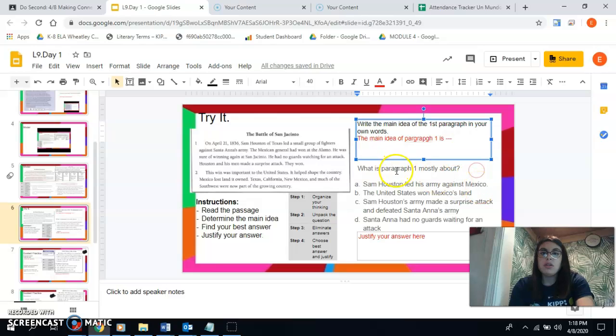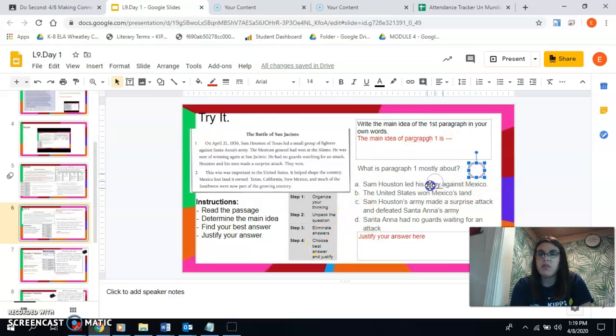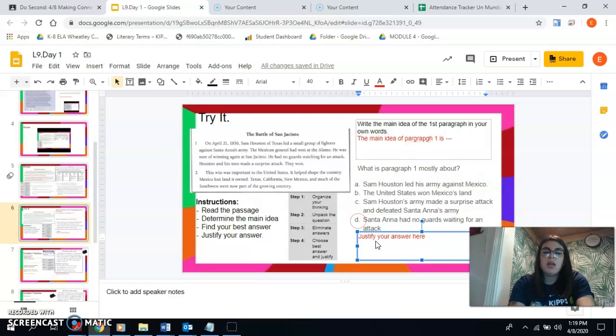Then you are going to look at this, and remember, I want you to use your steps. Step 1, organize your thinking, which is right here. So you're telling me the main paragraph. Then unpack the question. Ask yourself, what is this question asking me? 3, eliminate the worst answers. And then 4, justify, choose your best answer and justify. So you grab the circle and you move it wherever you think it is. And then you write, the best answer is because. Okay?